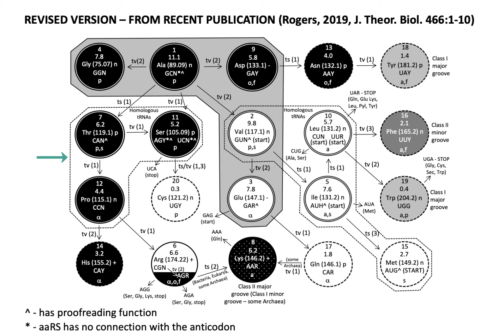One group is threonine, serine, and proline, and those have homologous tRNAs. That is, the tRNAs that are used for those are definitely very, very closely related, as are their aminoacyl tRNA synthetases. And then the other group is over here, valine, leucine, isoleucine, and methionine. Those also use homologous tRNAs, very, very closely related tRNAs, and evolved essentially as a group.